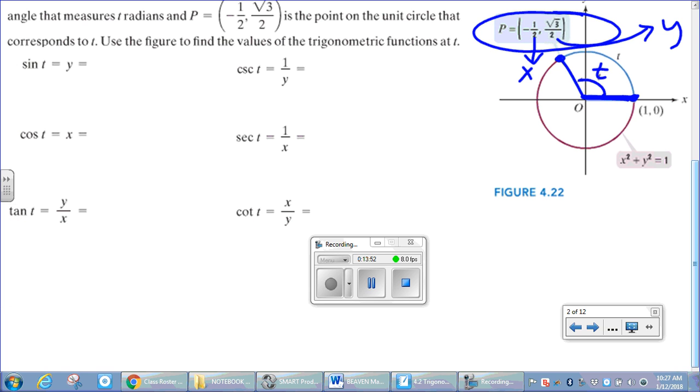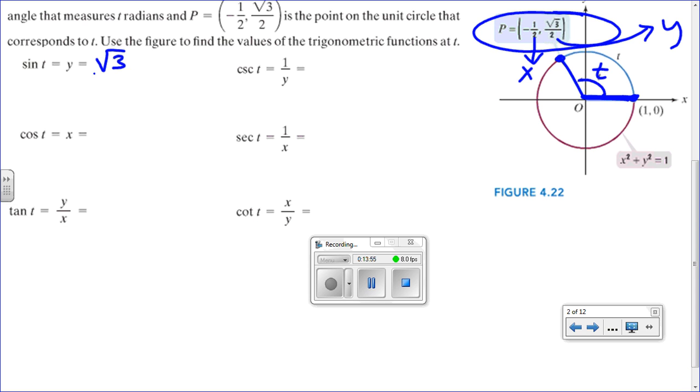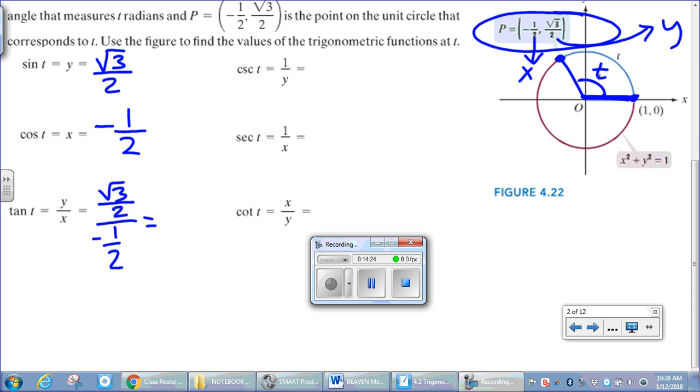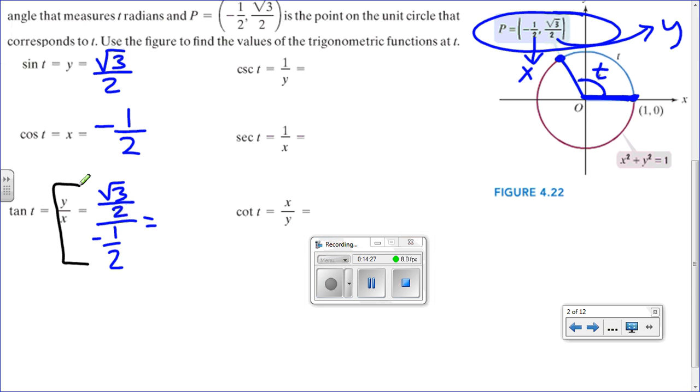So for sine of that angle, we'll just take the y coordinate, which is the square root of 3 over 2. And for cosine of angle T, we take the x coordinate, which is negative 1/2. And then, so we have those two, right, just from the point. Now, how can we find tangent? Well, we're going to divide y over x. So we take the square root of 3 over 2 divided by negative 1/2. So we're going to do the sandwich process, I guess. And so we multiply the two quantities on the outside.